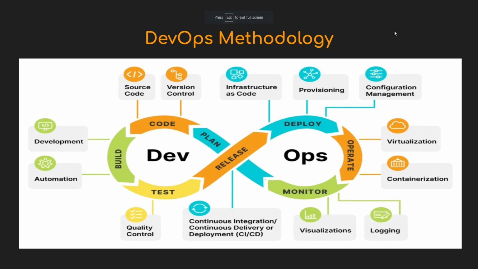Here are some benefits of implementing DevOps. It offers faster delivery, improved collaboration, enhanced quality, increased efficiency, scalability, better reliability, cost savings, customer satisfaction, adaptability, risk mitigation, and continuous improvement.